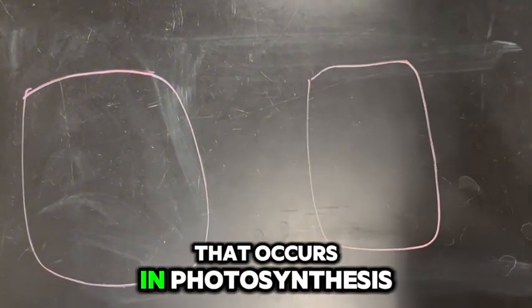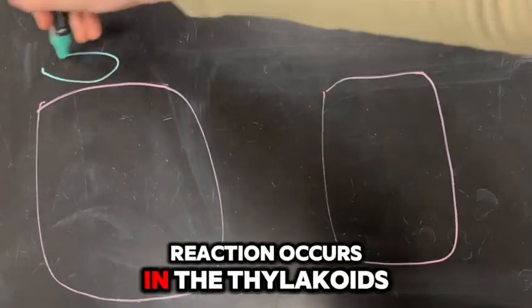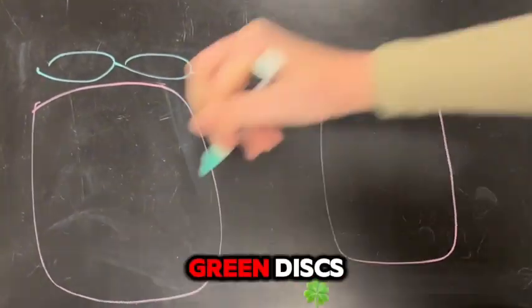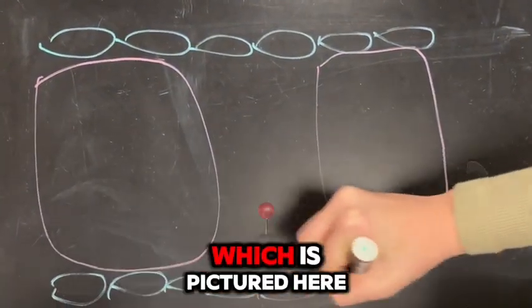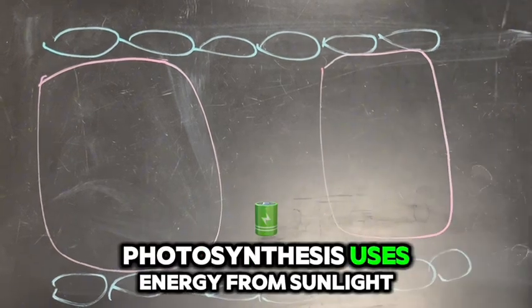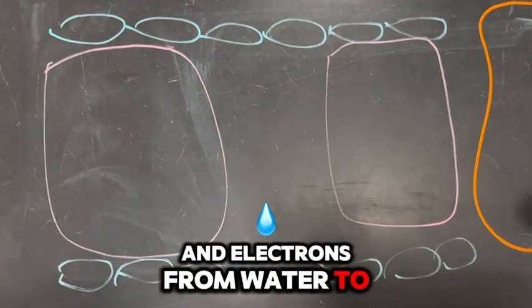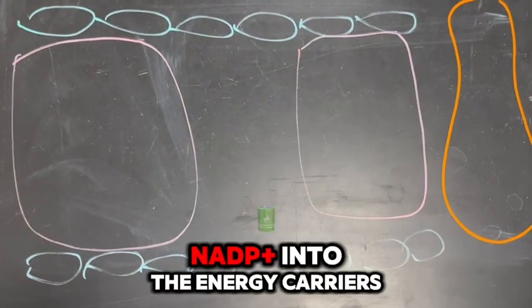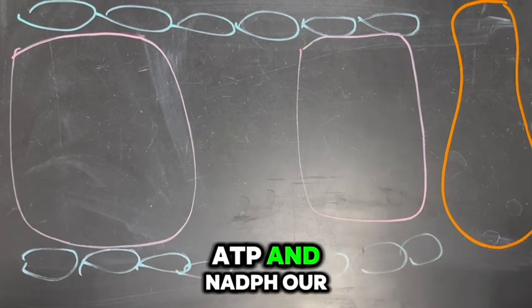So today, I'm going to talk about the light-dependent reaction, which is one of the two main reactions that occur in photosynthesis. The light-dependent reaction occurs in the thylakoids of chloroplasts, the tiny green discs, specifically the thylakoid membrane, which is pictured here. The light-dependent reaction uses energy from sunlight and electrons from water to produce oxygen and convert ADP and NADP plus into the energy carriers ATP and NADPH.